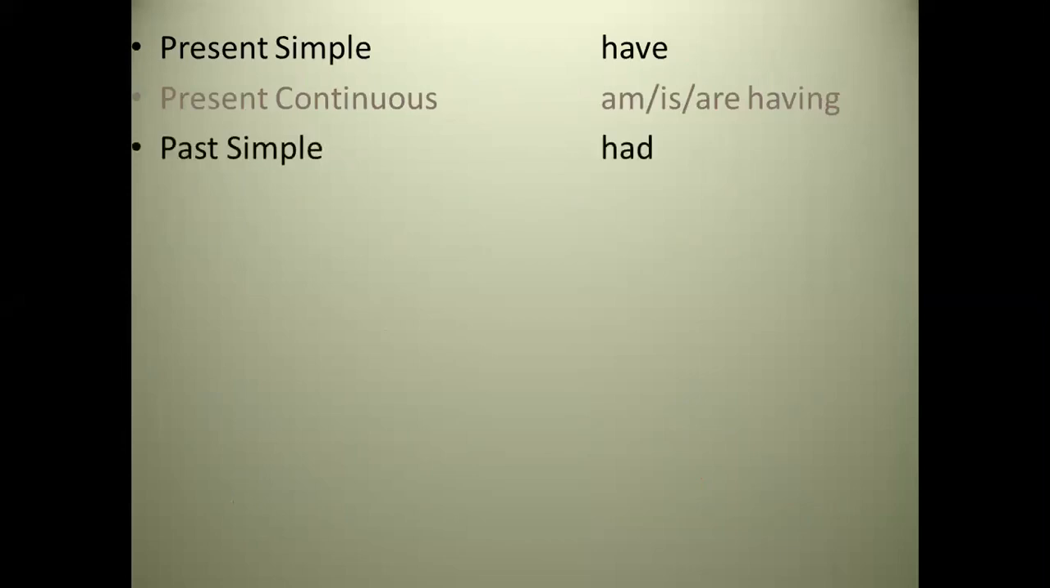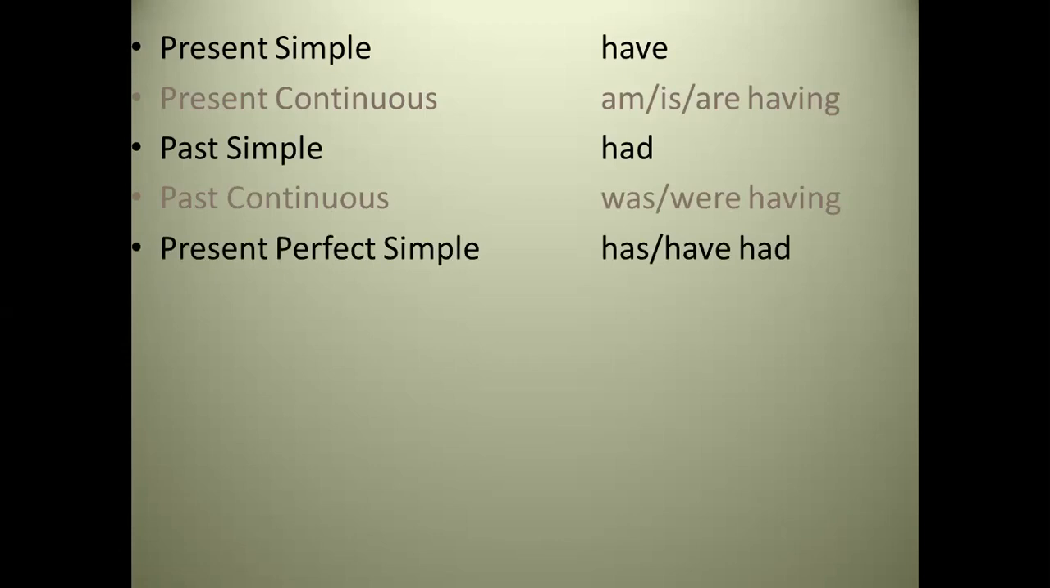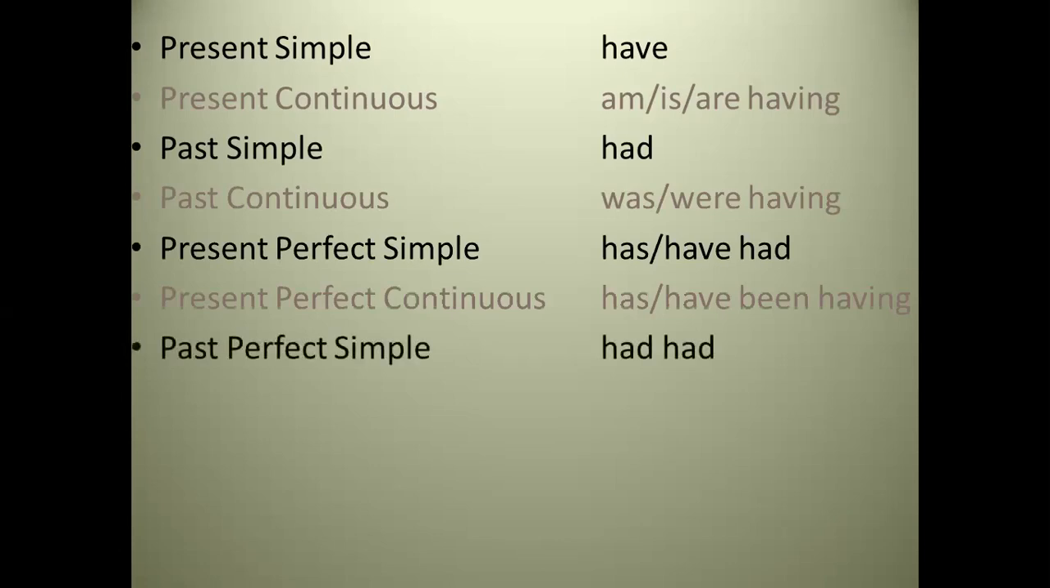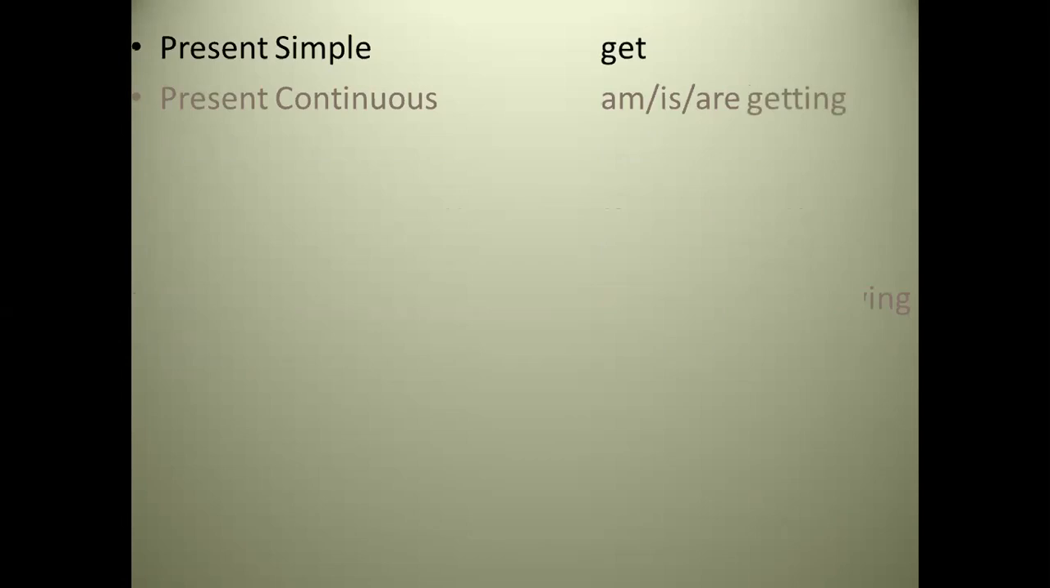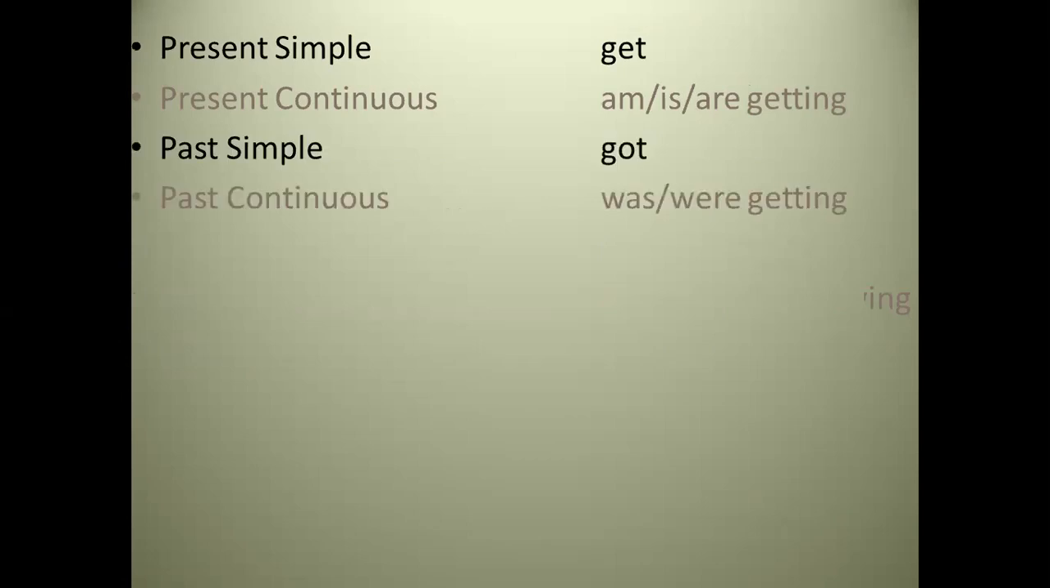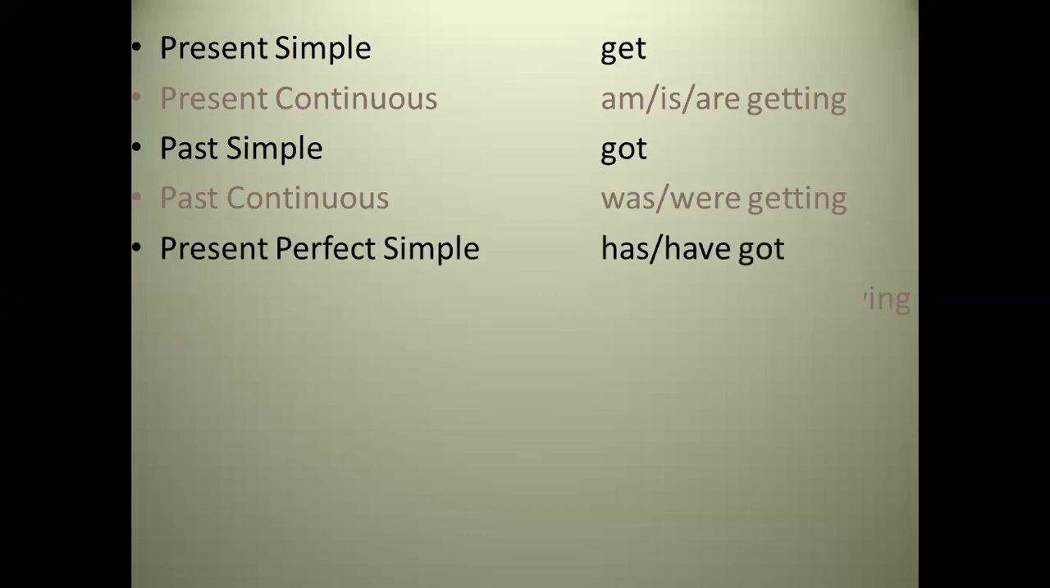Verb to have and verb to get can be in any tense you want. In present simple will be have or has. Present continuous am, is, are having. Past simple had. Past continuous was or were having. Present perfect simple have, has, had. Present perfect continuous have, has, been having, okay, and so on as you like. The forms of verb to get. In the present simple, get or gets. In the present continuous, am, is, are getting. In the past simple, got. In the past continuous, was or were getting. In the present perfect simple, have or has got, and so on.